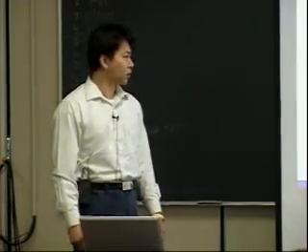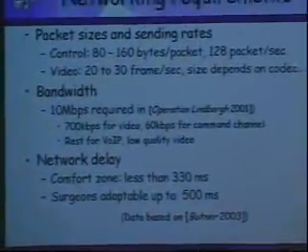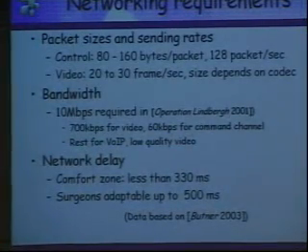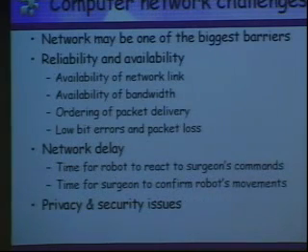We know that for the network delay, the comfort zone is less than 330 milliseconds, and surgeons claim that they can adapt up to 500 milliseconds. So the network is one of the biggest barriers. We know that it requires reliability and availability. The network link may not always be available. The bandwidth also may not always be promising. Also, we have a problem with in-order packet delivery in the current internet architecture.